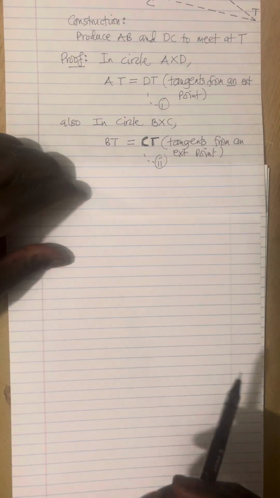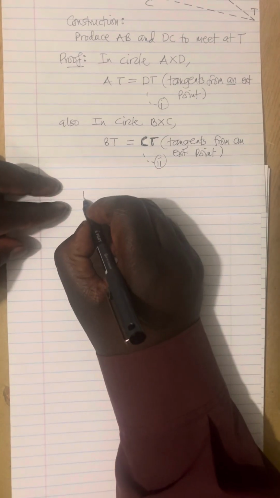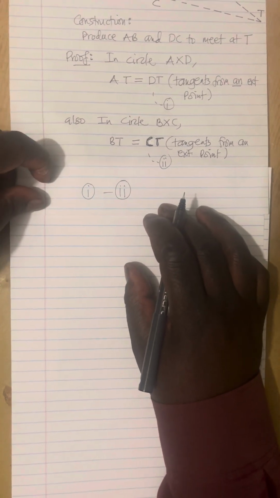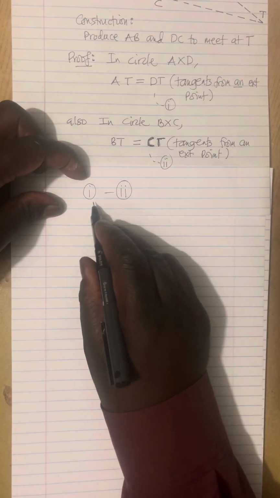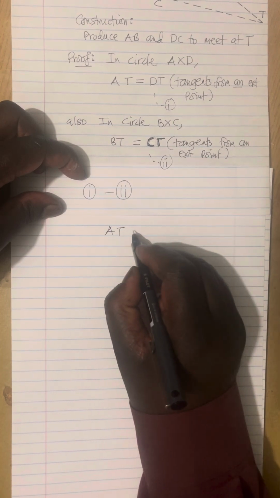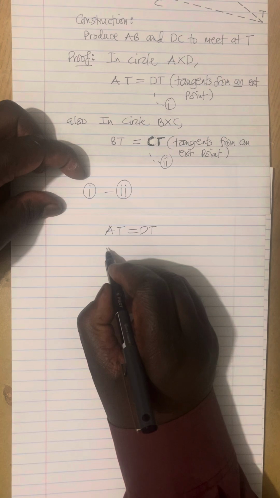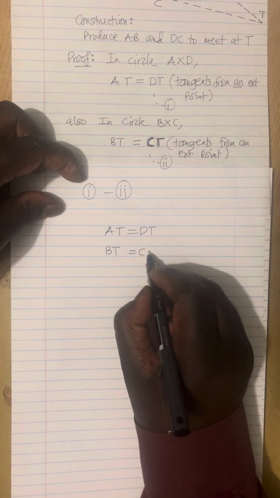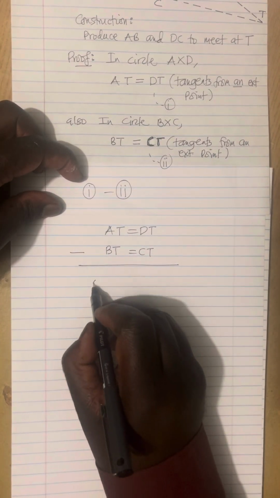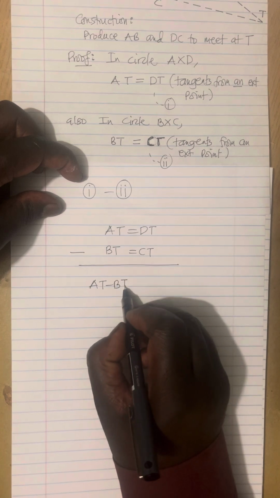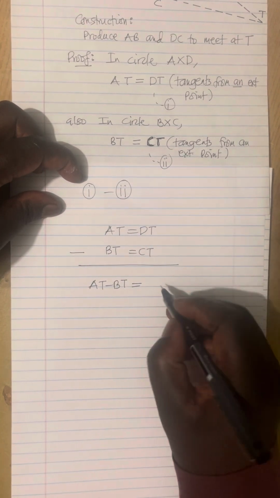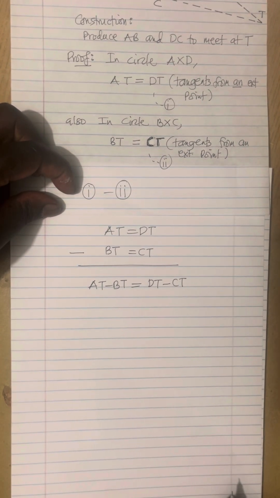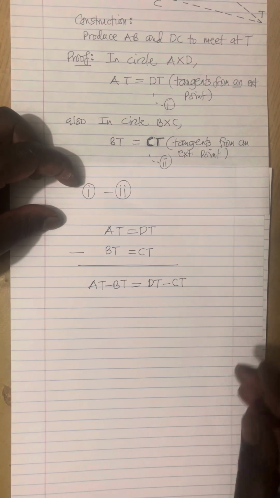Then what I'm saying now is, if I take equation number one, and I subtract equation number 2. If you remember in example number 1, I told you we can add or subtract equations. So in this case, if I say number 1 minus number 2, I'm basically saying AT equals DT, and BT equals CT. When I subtract the 2, I'm going to get AT minus BT is equal to DT minus CT. So subtraction of equations works, addition of equations also works.